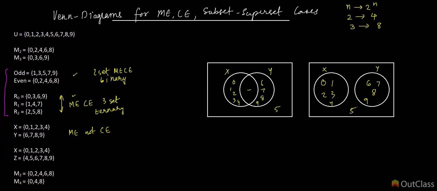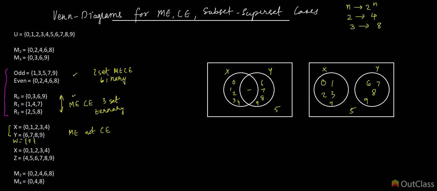Notice that the skeleton of this Venn diagram, without the numbers and the names, the circles and the square, looks just like the previous case of R0, R1, R2, which is a ternary partition. That's because this is also a ternary partition. When you have two sets which are ME but not CE, you can just add a third set that is missing, that gives you the element that is missing in both sets. I'll just put W is equal to set 5.